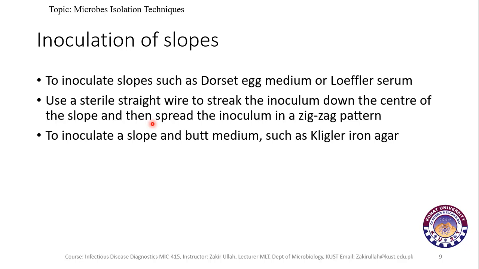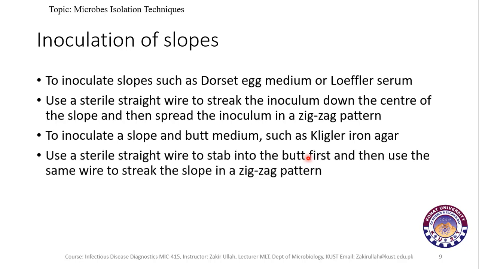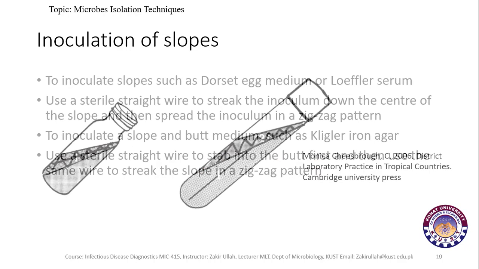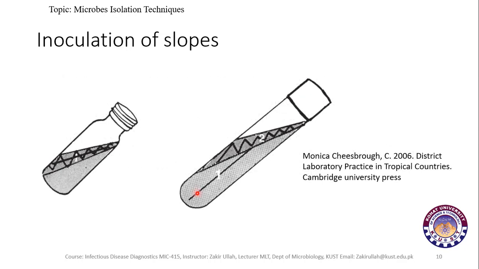And to inoculate a slope with a butt medium, for example Kligler iron agar or triple sugar iron, using a sterile straight wire, first stab into the butt and then use the same wire to streak the slope in a zigzag pattern. So these are the media.